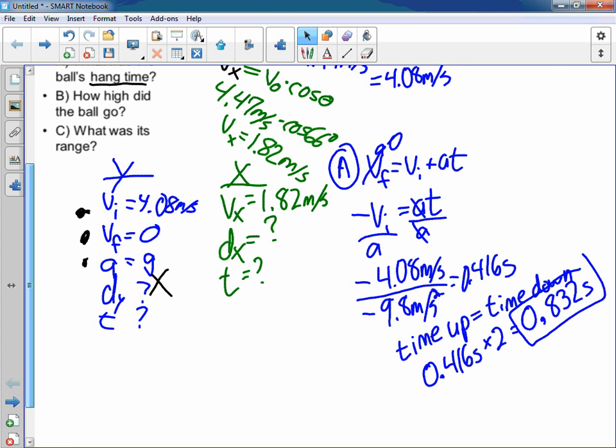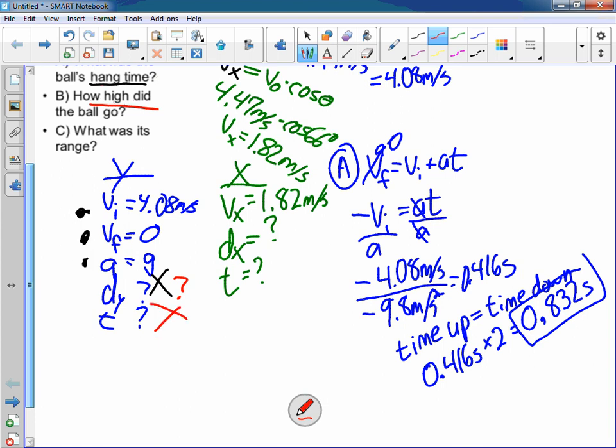Now, how high did the ball go? How high up? That means we're dealing with the displacement on the Y. Okay? So in this case, I'm going to switch over to red. We are still looking for the displacement on the Y-axis, but this time I'm not going to care about the time because, hey, you just solved for the time, fair.